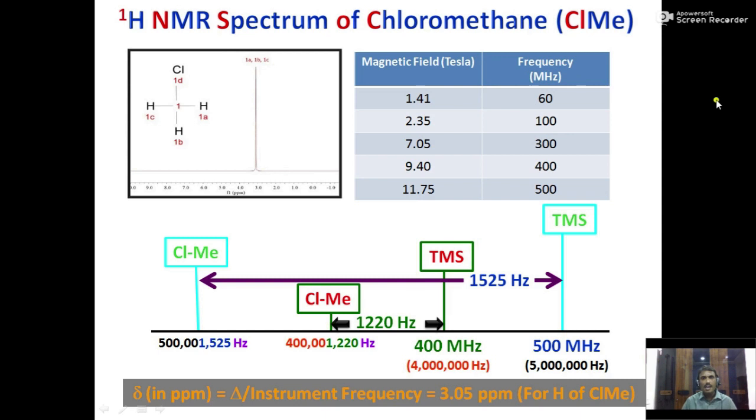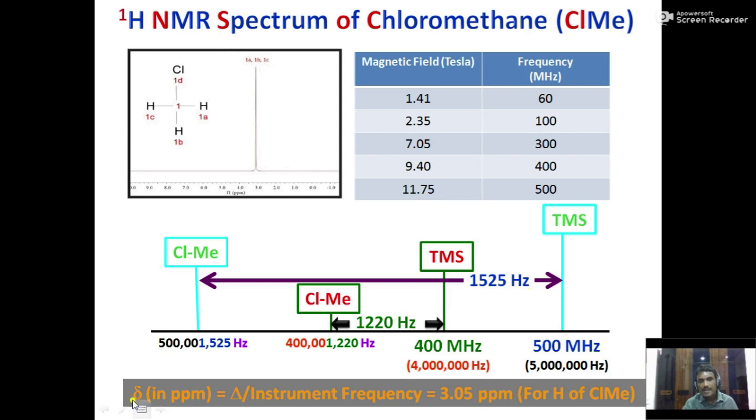You can see that here I have taken the example of chloromethane, which is simply methyl chloride. It has 3 protons. When you are using the instrument of 400 megahertz frequency, the difference between the signal of TMS and the chloromethane protons is 1220 hertz. But when I am using the instrument of 500 megahertz frequency, the difference between the TMS and the chloromethane proton signal is 1525 hertz.